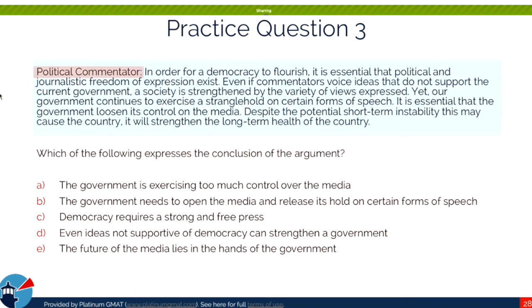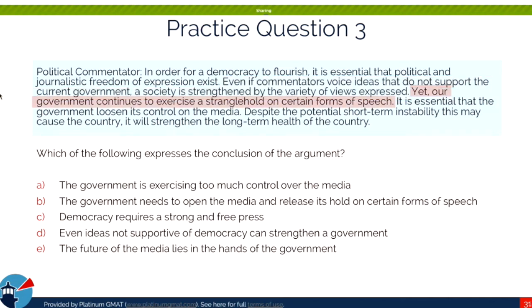The passage says, political commentator, and that's just used to give you some kind of context as to where this passage came from. In order for democracy to flourish, it is essential that political and journalistic freedom of expression exists. Okay, so here they're saying, for democracy to flourish, freedom of expression must exist. Next, even if commentators voice ideas that do not support the current government, a society is strengthened by the variety of views expressed. So they're saying, even if you don't support the government, society becomes stronger.